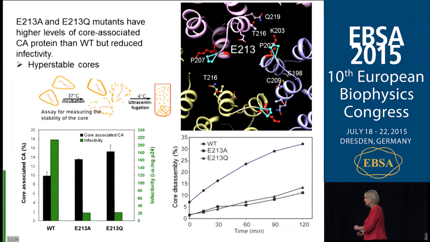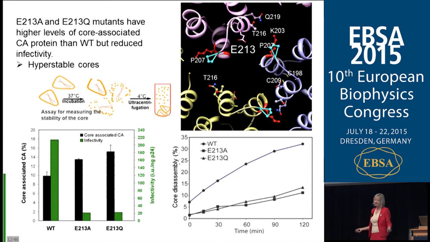I want to show you two here that were maybe a bit counterintuitive. Glutamate 213 was changed to alanine and glutamine, and 213 is sitting here. Now, when you look at the infectivity, this virus is really pretty dead. However, if you look at the stability of the capsid now, you notice that both mutants are more stable than wild type.